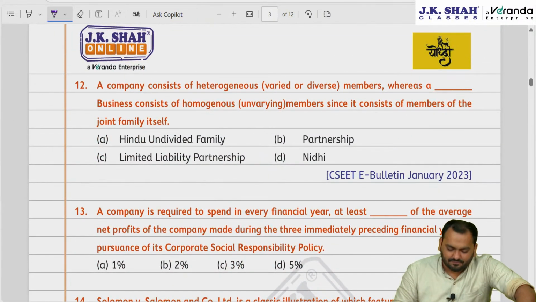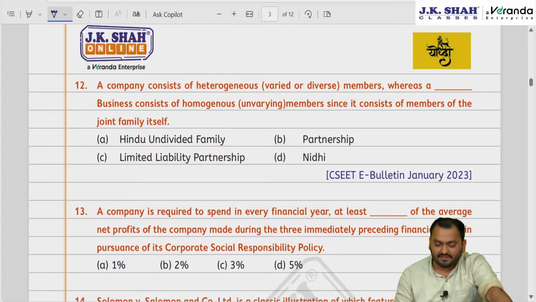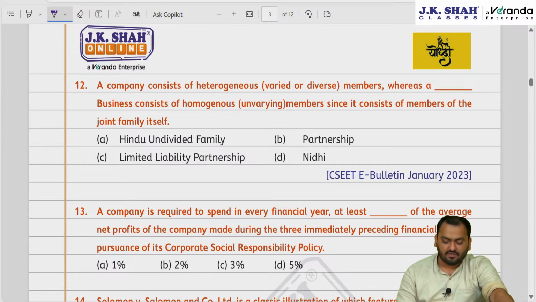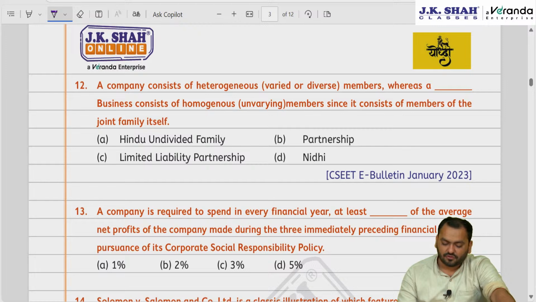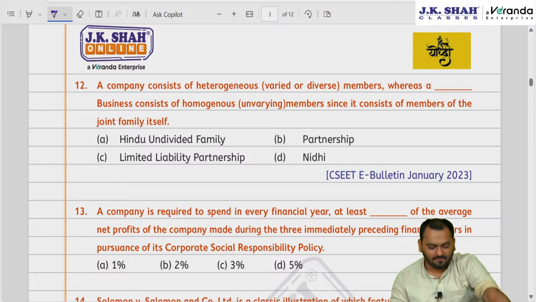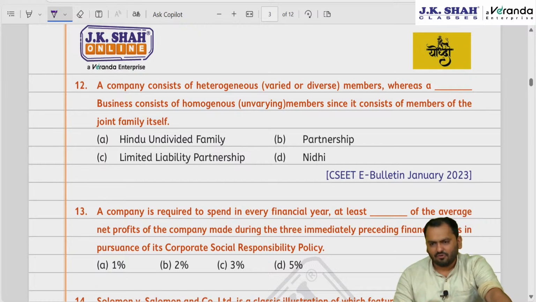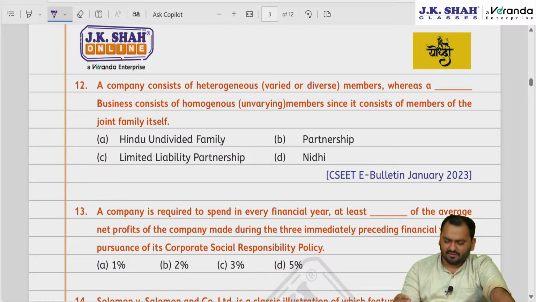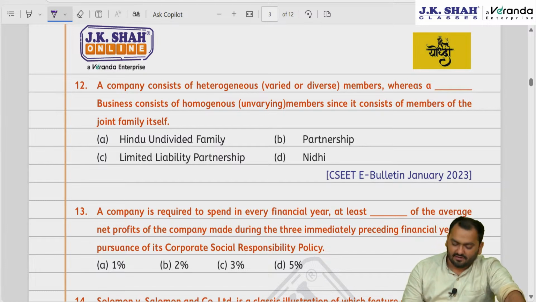Yes, next one. The company consists of heterogeneous members, whereas dash consists of the homogeneous members, since it consists of the members of joint family itself. So what do you think? It's a very simple question. So Hindu undivided family, partnership firm, LLP, one person company. Very simple answer. Yes, almost everyone's answer is absolutely correct. Answer is HUF, Hindu undivided family.